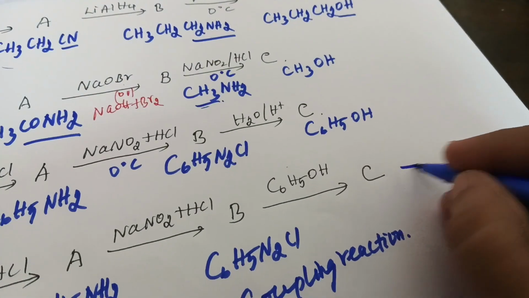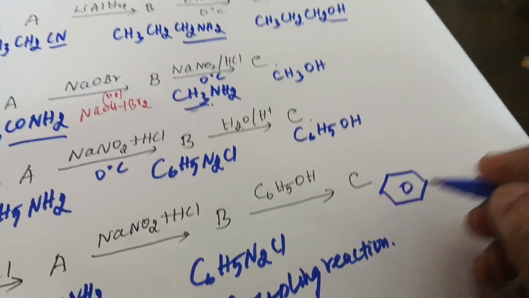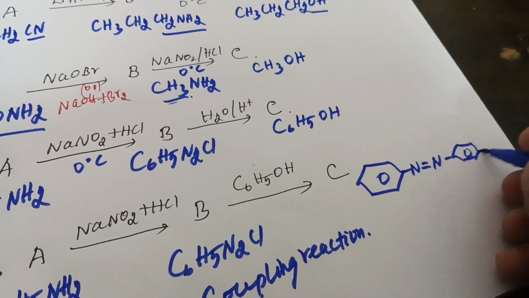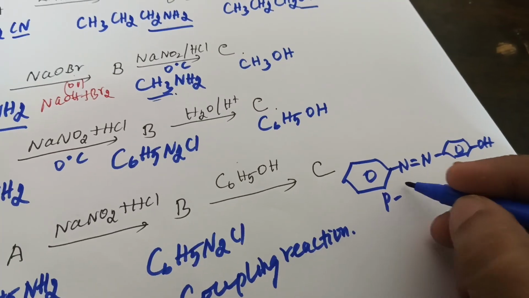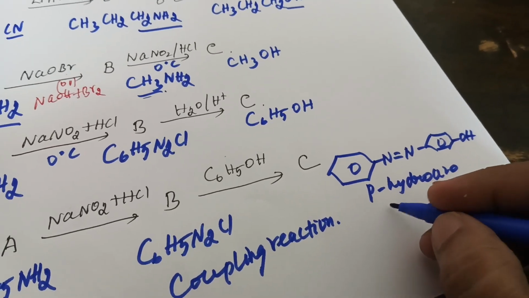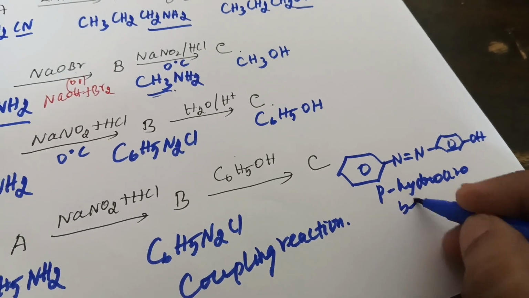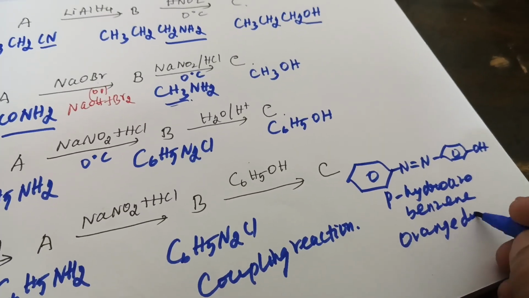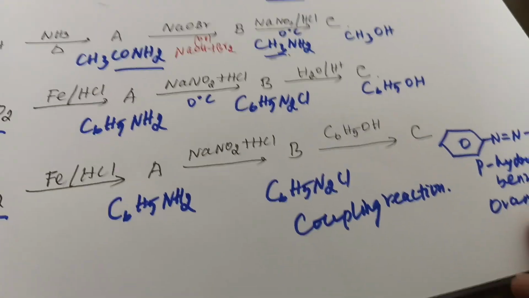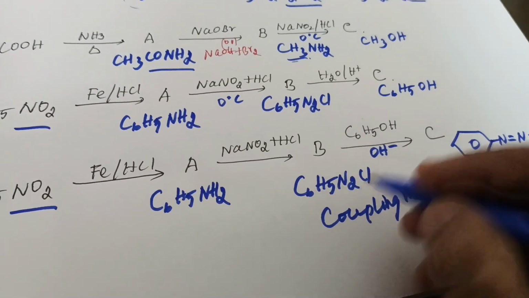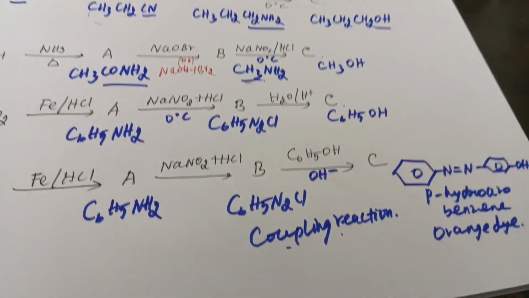So here it should be para-hydroxyazobenzene. It is an orange color dye. So this reaction is a coupling reaction. As phenol is acidic, the reaction takes place in a basic medium. This reaction is called a coupling reaction. Thank you children, keep watching.